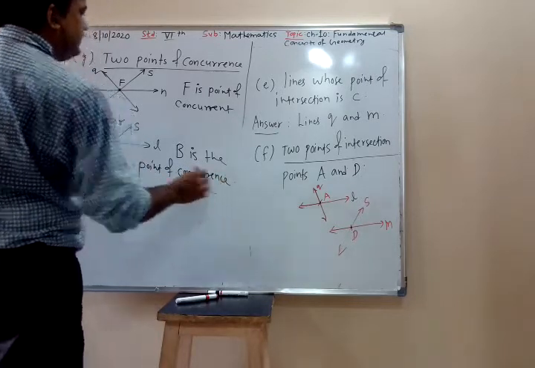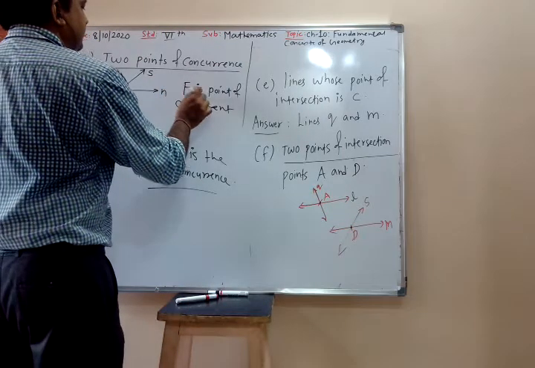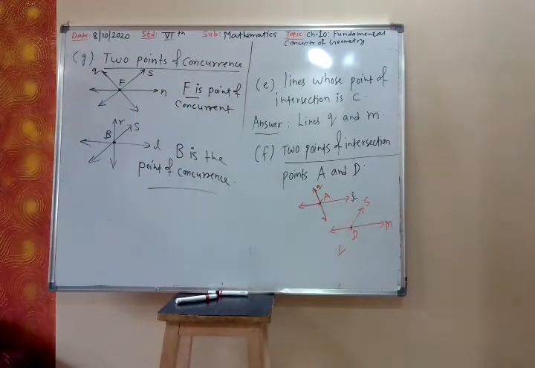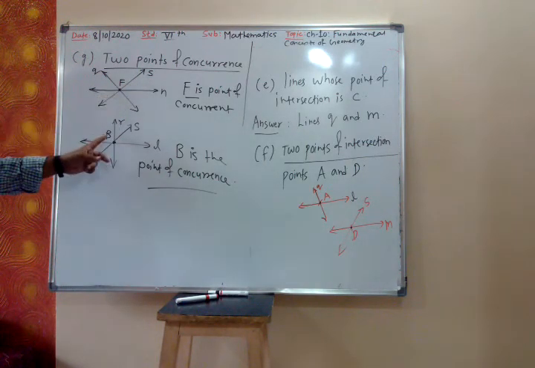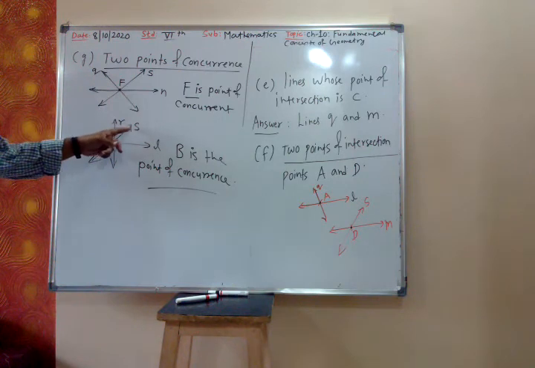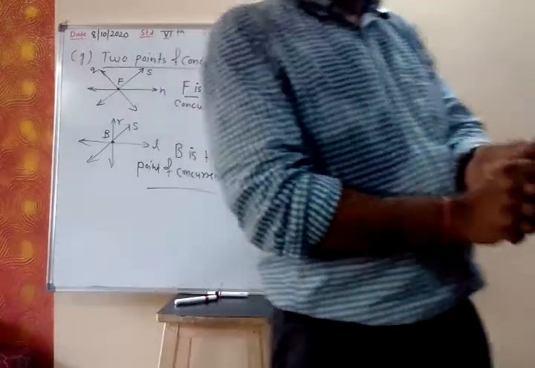B is the point of concurrence. So the 2 points of concurrence are F and B. There are 3 concurrent lines Q, S, N, their point of concurrence is F. Then there are 3 concurrent lines R, S, L, and their point of concurrence is B.